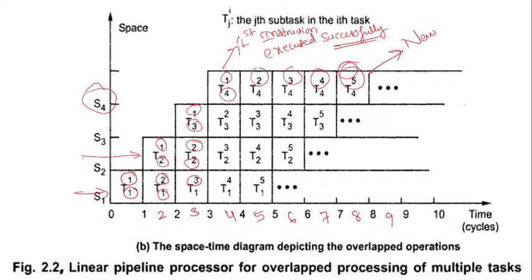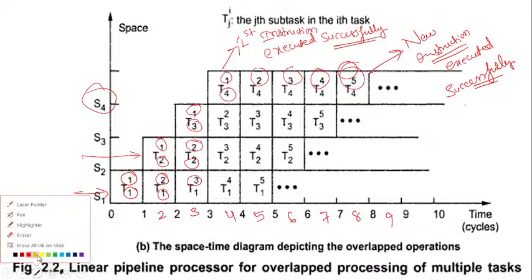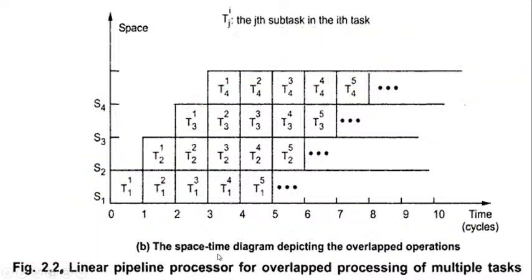A new instruction is executed successfully. So this is called the time space diagram. Sorry, not time space, we call it the space time diagram, that is showing the overlapped operation: stages versus time.